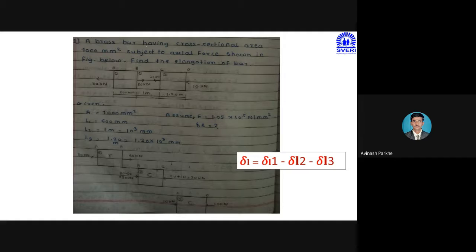A brass bar having cross-sectional area 100 mm square is subjected to axial force shown in the figure below. Shown in the figure below means a figure is given to you. Find the total elongation of the bar. Whatever type of statement there is in the case of bars of varying cross section, the same statement is there for the principle of superposition.